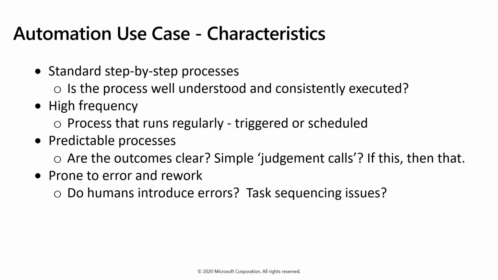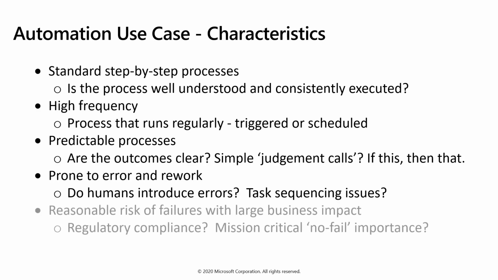Do humans introduce errors? If a task is done out of sequence, does that cause rework? How often does it go wrong? These kind of stats are good to have when you're thinking about automation use cases.